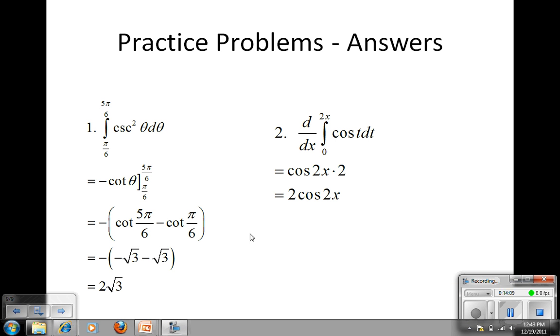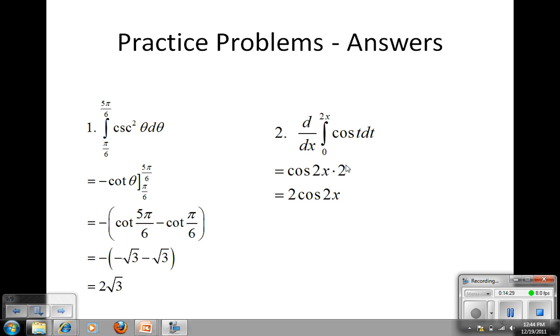Okay, so here's my two answers. The first one, just to straight up evaluate the integral. It's not derivative of the integral, it's just evaluate it. So I have to remember antiderivative of cosecant squared is negative cotangent. Derivative cotangent is cosecant squared. And then plug in top number minus bottom number, go to unit circle, evaluate.